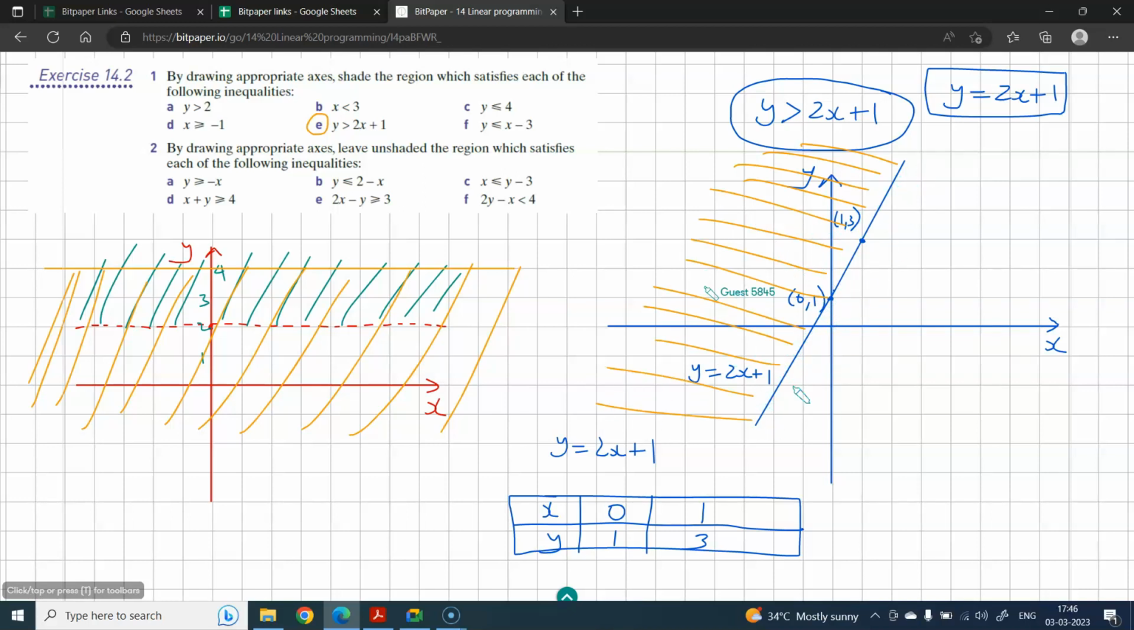But should you draw a solid line or a dotted line? Dotted line. So always when you draw the line, remember that.